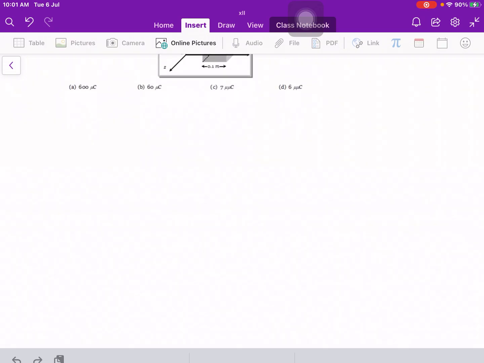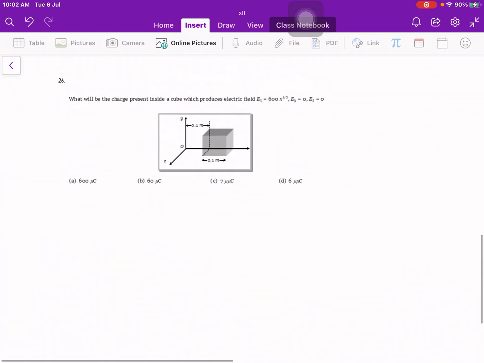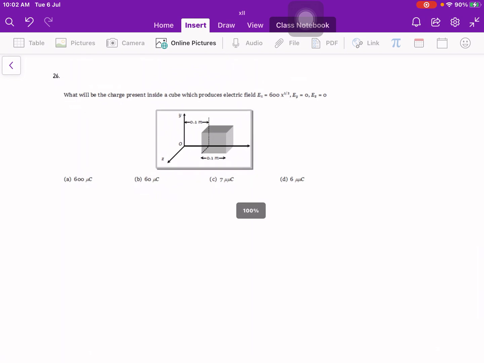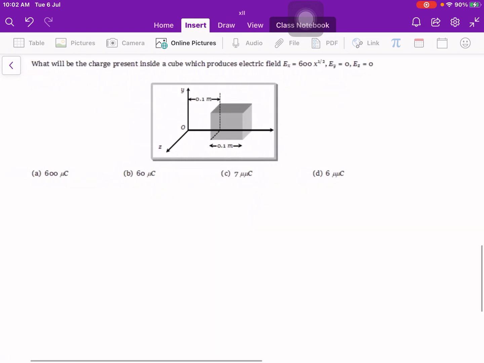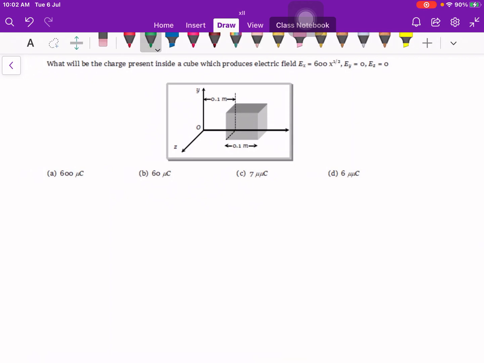Dear students, now we are going to see question number 26. What is the question? Let us see. What will be the charge present inside a cube which produces electric field Ex is equal to 600 x to the power half. In y direction no electric field, in z direction no electric field. That we must remember, means the electric field we are getting is only in x direction, neither in y nor in z direction.